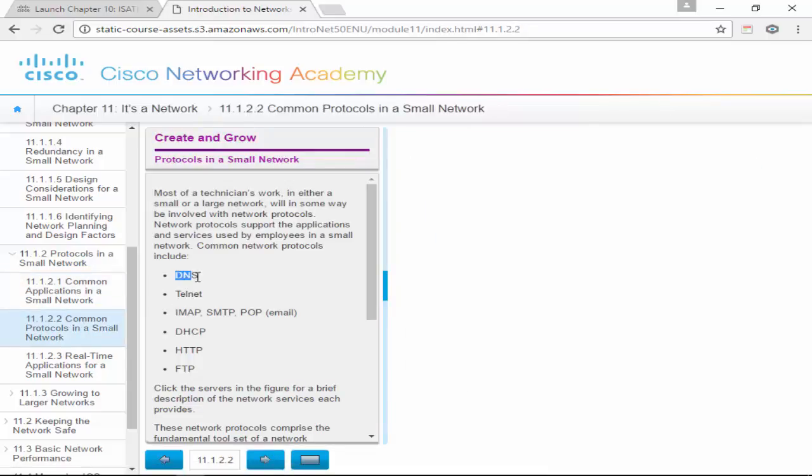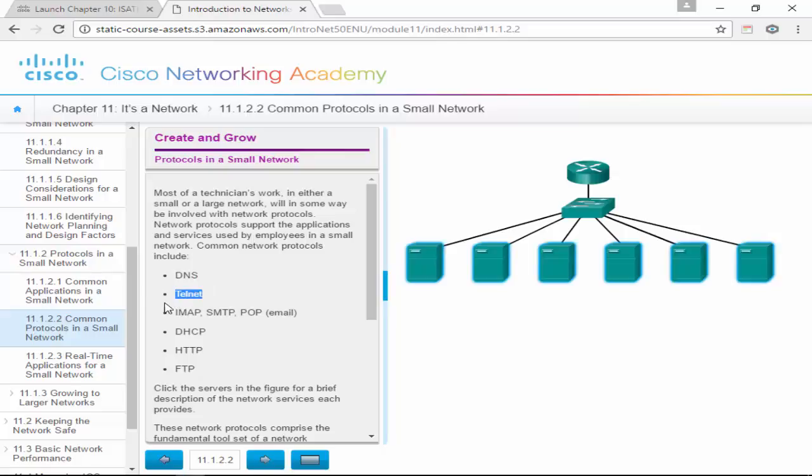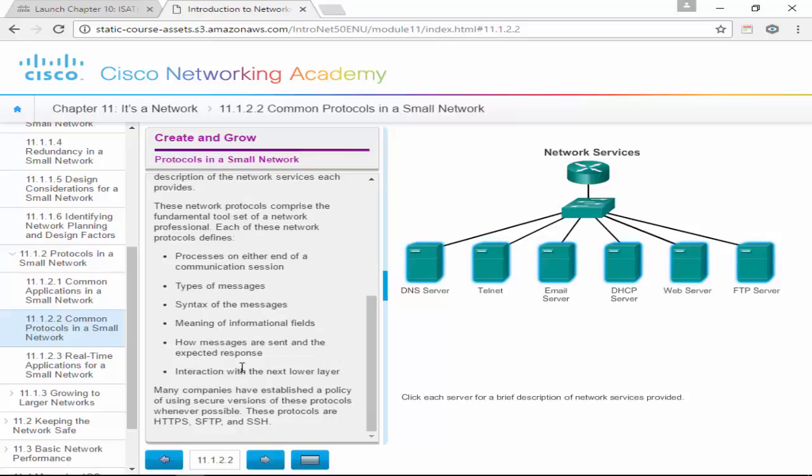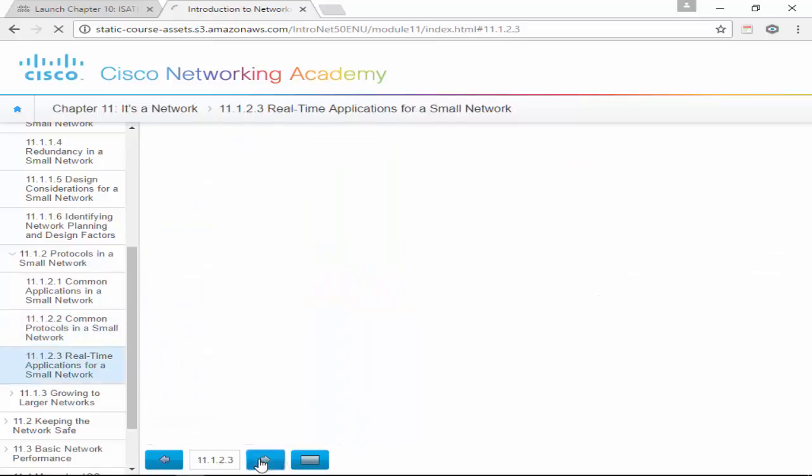Here we go. DNS, Telnet, hopefully not. Hopefully it's SSH. Remember, Telnet is a horrible way to manage a device. IMAP, SMTP, POP, email, DHCP, right? These are all of our email services. DHCP gives us our IP addresses, web traffic, file traffic.